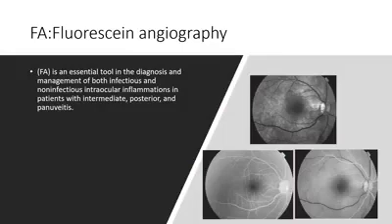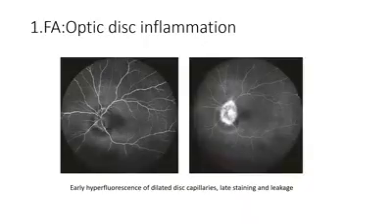The first imaging modality, as we know, is fluorescein angiography, which is a series of fundus images usually taken after the injection of intravenous fluorescein dye. And the good thing about fluorescein is that it's very useful in cases of posterior uveitis, whether infectious or non-infectious. The first advantage of fluorescein is that we can identify optic nerve inflammation. Usually we can see it in the form of early hyperfluorescence with late staining and leakage.